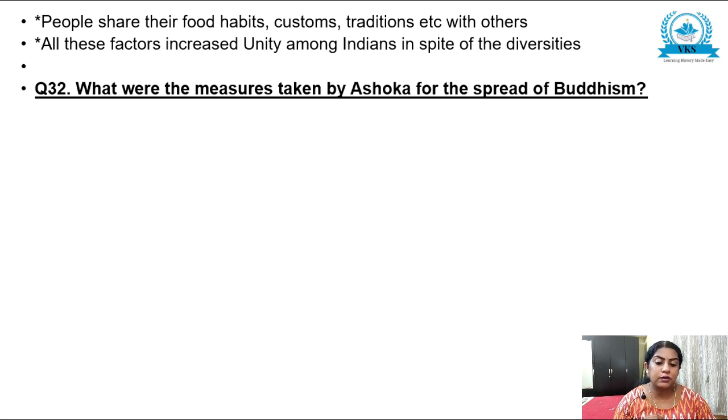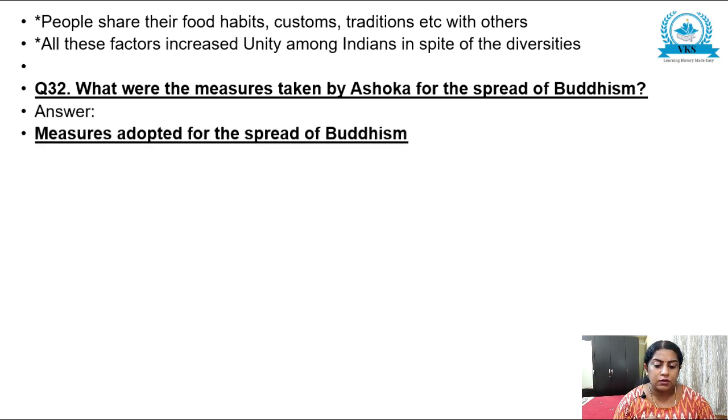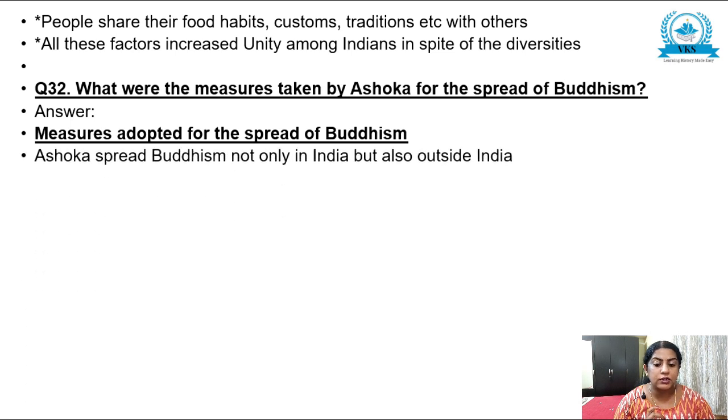The next 5 mark question, 32nd question. What were the measures taken by Ashoka for the spread of Buddhism? This is a very simple answer. Measures adopted for the spread of Buddhism. Ashoka spread Buddhism not only in India but also outside India. That you can write as an introduction.